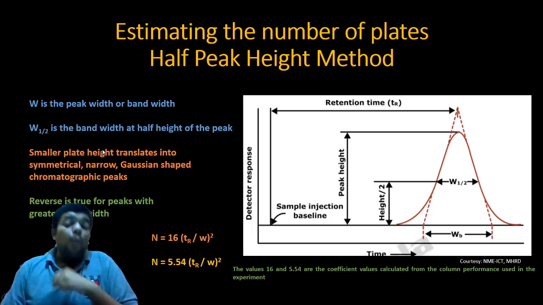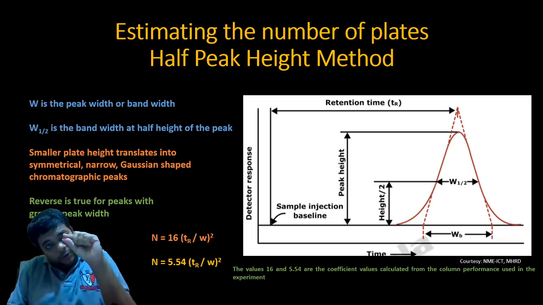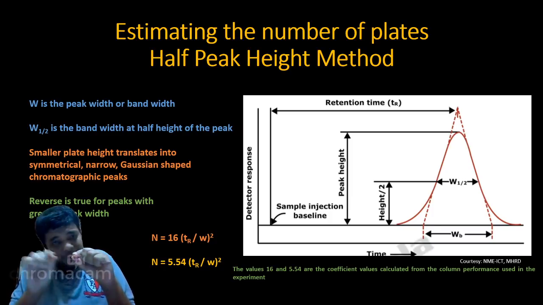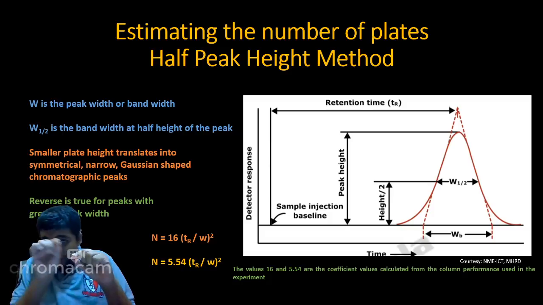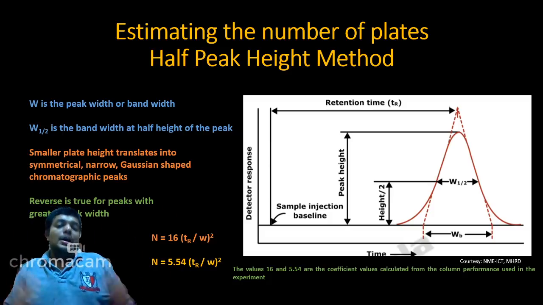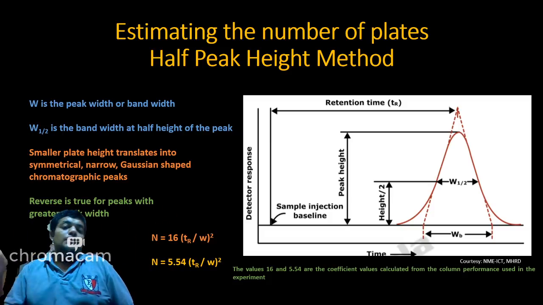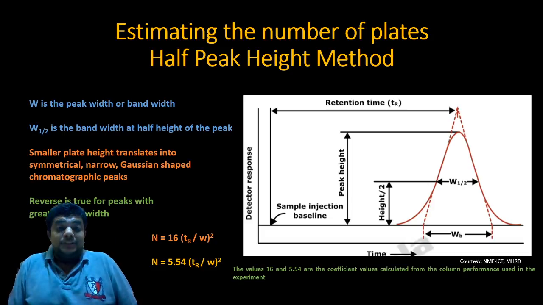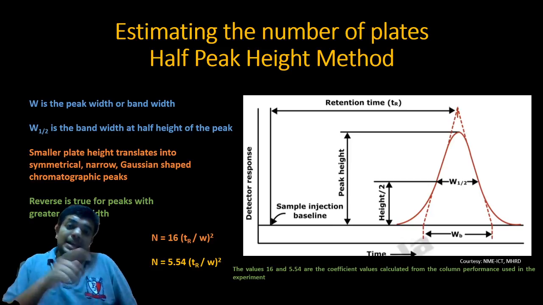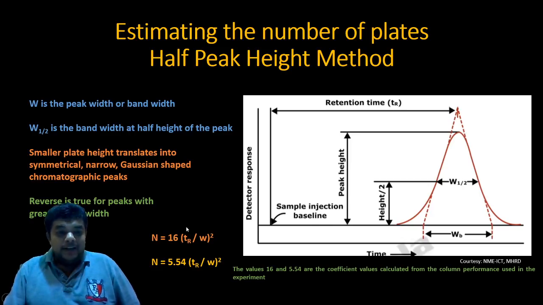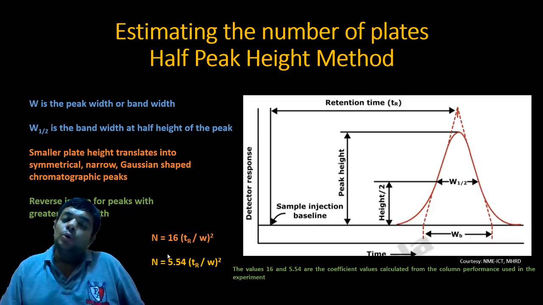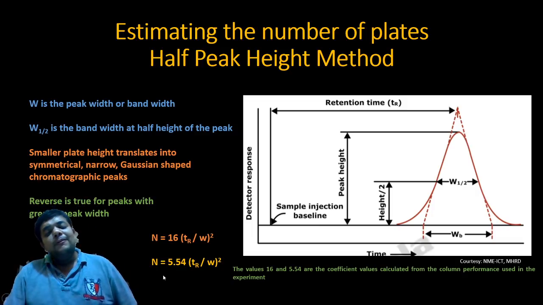Smaller plate height. Why? The smaller the plate height, the less the h. It comes in the denominator, L by h. So the denominator is small, n will be large, and if n will be large, separation will be beautiful and sharp. But here the problem is we don't know h. So we have to first find n and then go for h. So for finding out n, we have two formulas. 16 into bracket tr by w square, 5.54 into bracket tr by w square.